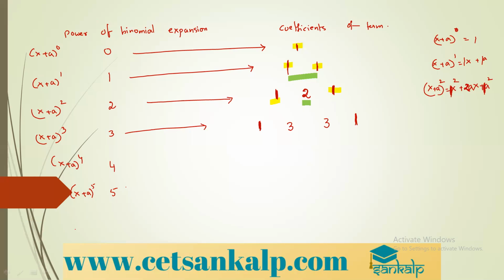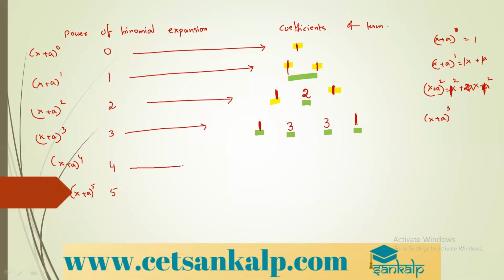So when you see the coefficients, the first term's coefficient will be 1, the second term's coefficient is 3, the third term's coefficient is 3, and the fourth term's coefficient will be 1, when you take the expansion of x plus a whole cube.